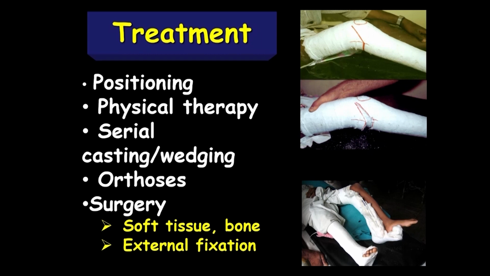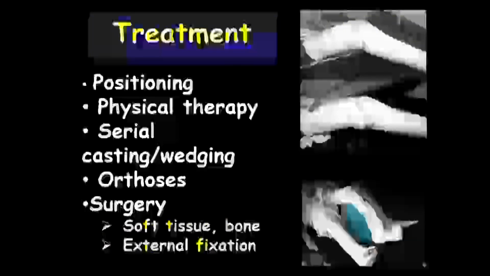Non-operative measures include frequent changes in positioning, physical therapy, and stretching. One can do serial casting, or use dynamic splints which apply a stretching force. And then the surgical procedures can include soft tissue procedures or bony realignment. And devices such as an external fixer can be utilized to gradually correct the deformity.